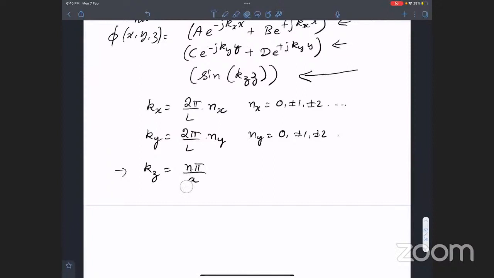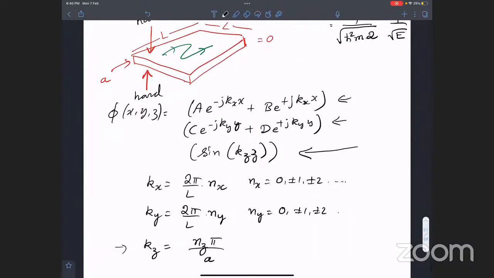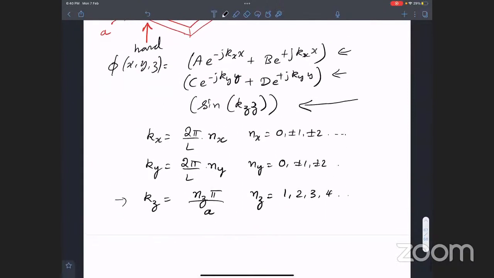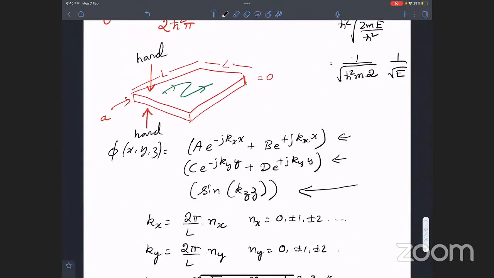Let me do this correctly. How I'm going to fix this kz is nz pi by a, where a is the dimension in the z axis. Now I'm going to say that nz can only occupy values 1, 2, 3, 4, and cannot occupy negative values. Why is this happening? This is happening because on the wave function, I am imposing periodic boundary conditions on the x and y. Why? Because I want propagating states in the x and y.